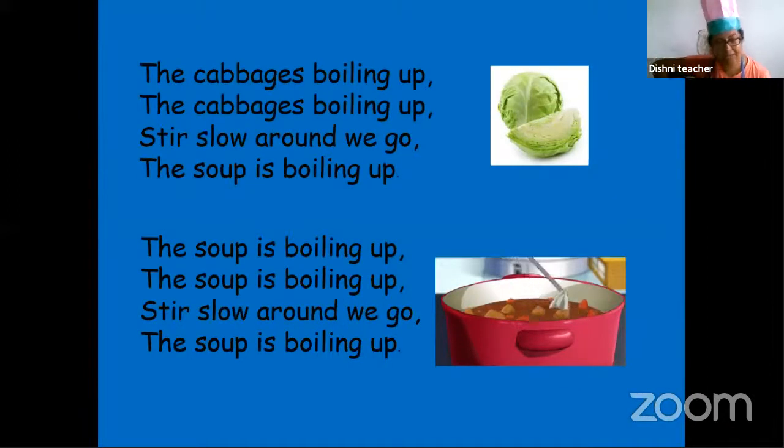Cabbages. 1, 2, 3, 4. The cabbage is boiling up. The cabbage is boiling up.